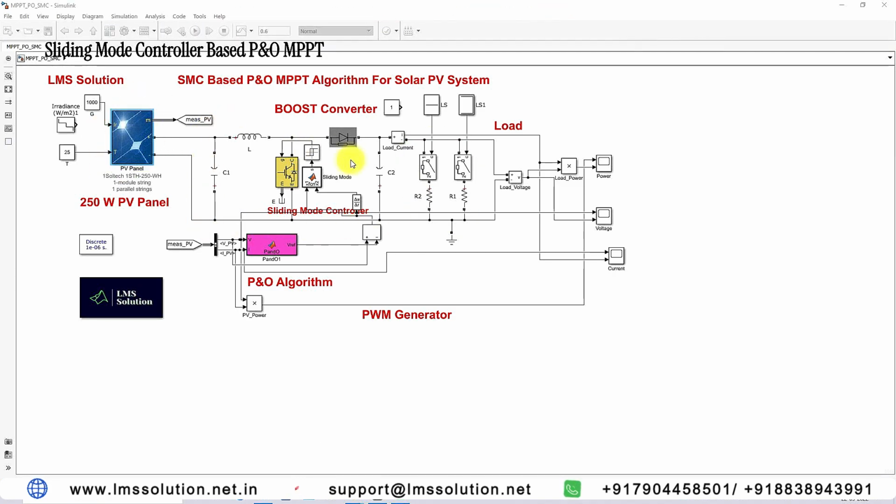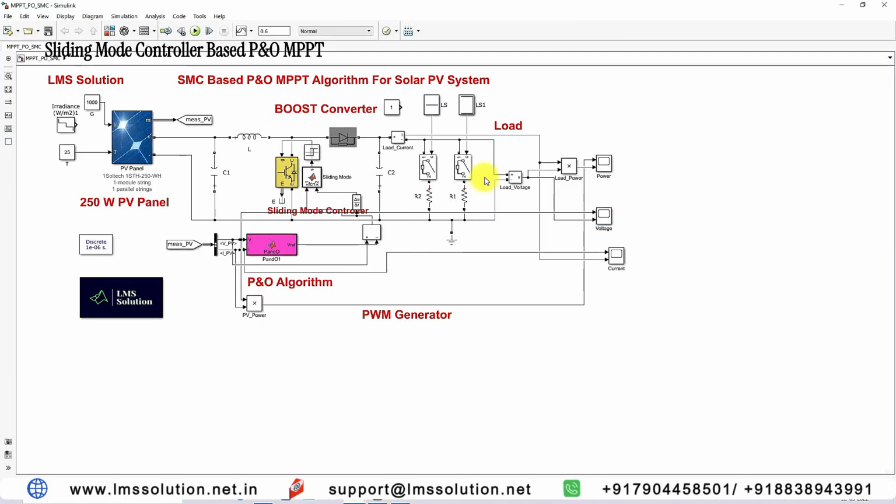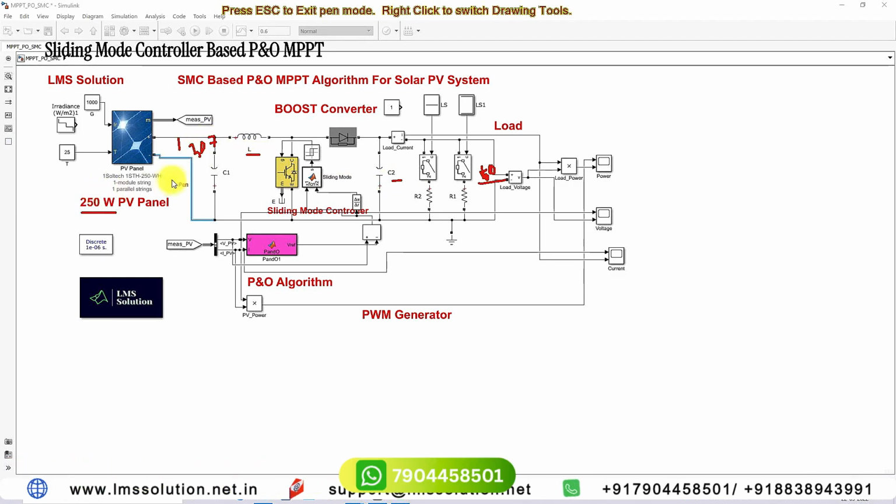We need to design the boost converter values L and C based upon the PV power. PV power is 250 watts. Under standard test condition, the voltage across the PV panel is 30.7 volt. And then the output voltage we are going to fix is around 50 to 60 volt. For example, I'm going to consider 60 volt. Based upon the power of the PV panel, the input voltage and the output voltage, and then the inductor ripple current percentage and capacitor voltage ripple percentage, we have to design this L and C.